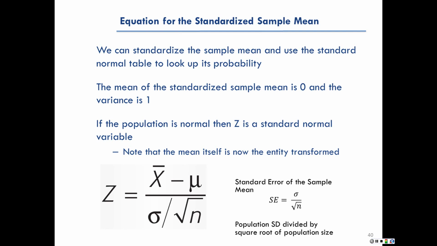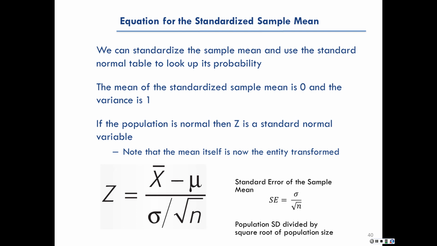Because it's on the standard normal distribution. So if the population is normal, then we compute this variable z, which is a standard normal variable that we learned how to compute in the second lecture, except the difference being here that our sample mean itself is now the entity x transform. So you can see the formula there in the left-hand corner. Z is equal to our sample mean x bar minus the population mean mu divided by the population standard deviation. It's in the denominator there, which is itself then divided by the square root of n, the sample size.